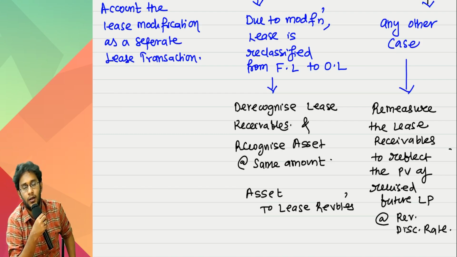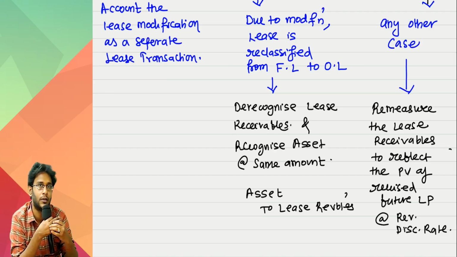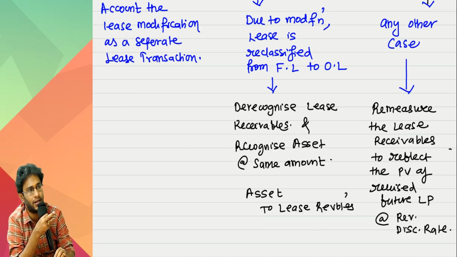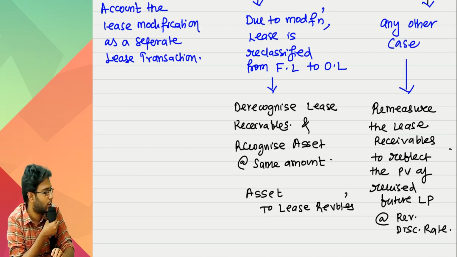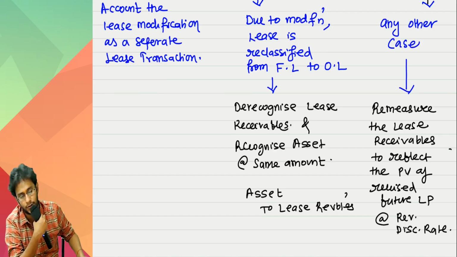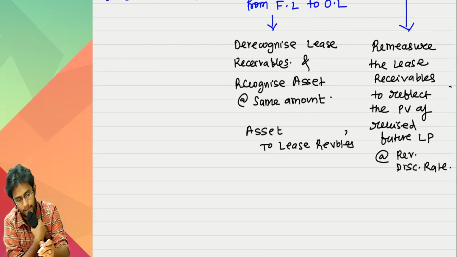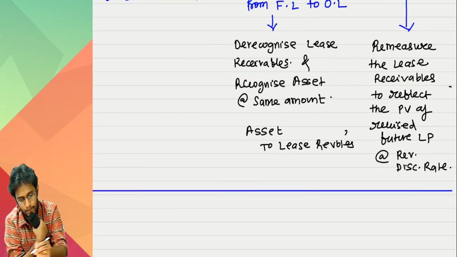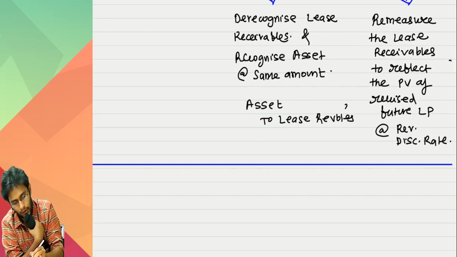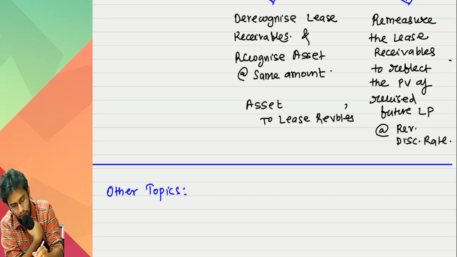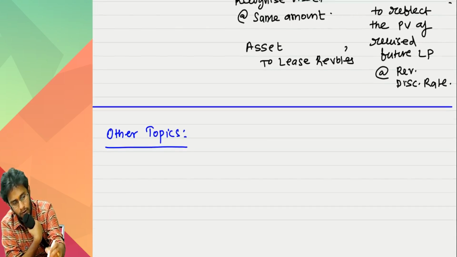With this concept, the lessor's story is also over, sir. Now there are two special topics in this. One is sublease contract and the other one is sale and leaseback. Sublease is very easy. Sale and leaseback is also easy, just a little bit lengthy, that's all. First one, sublease.